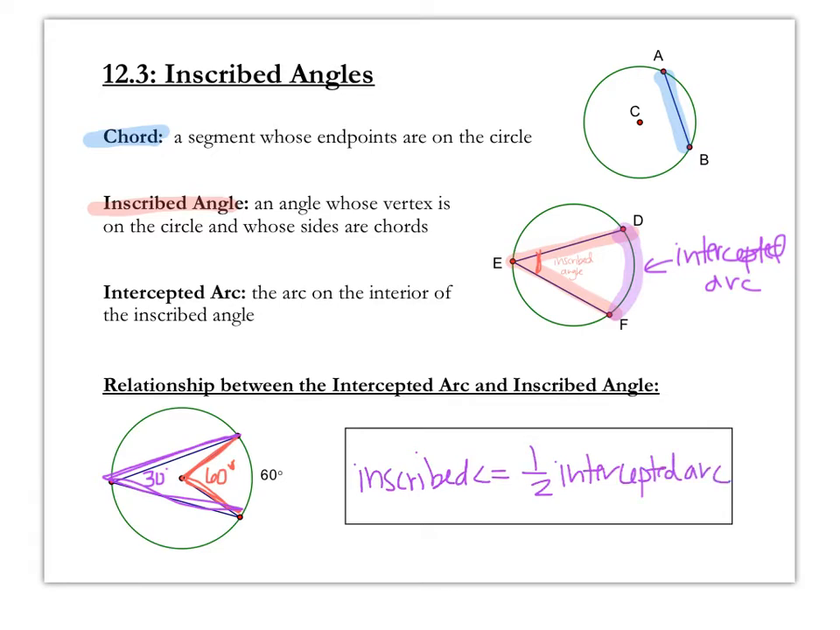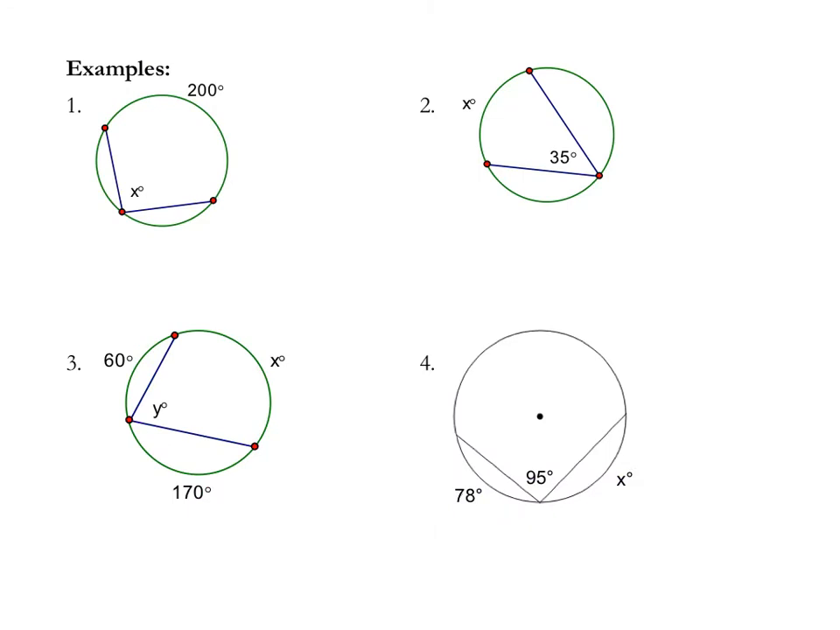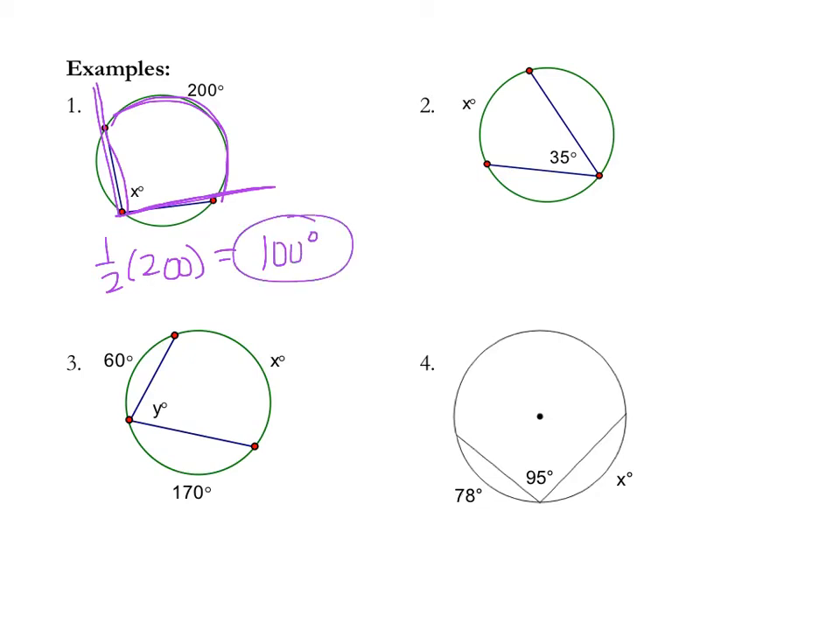Okay, so now we're going to do some practice problems. In one, we're trying to find the angle, and I like to trace over these a little bit. We know that this angle is an inscribed angle, so it's half of that arc on the inside. So we're just going to take half the arc, and that angle would be 100 degrees.